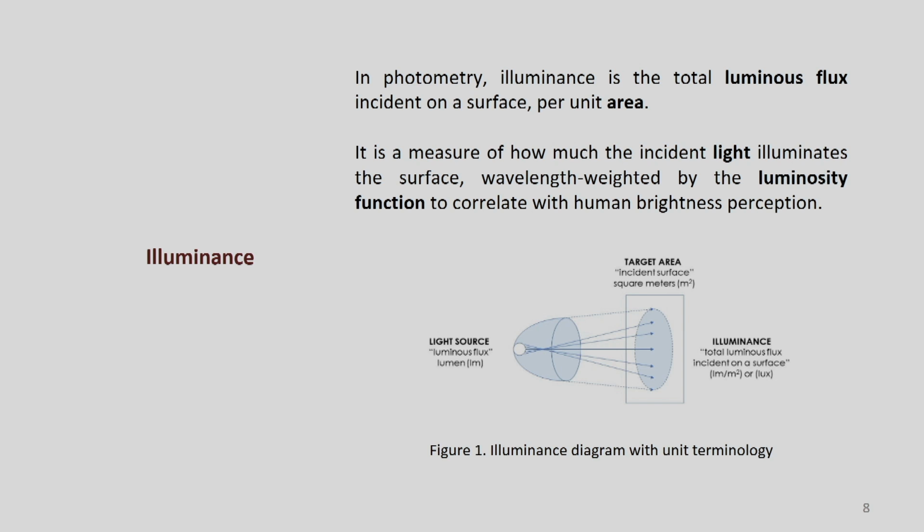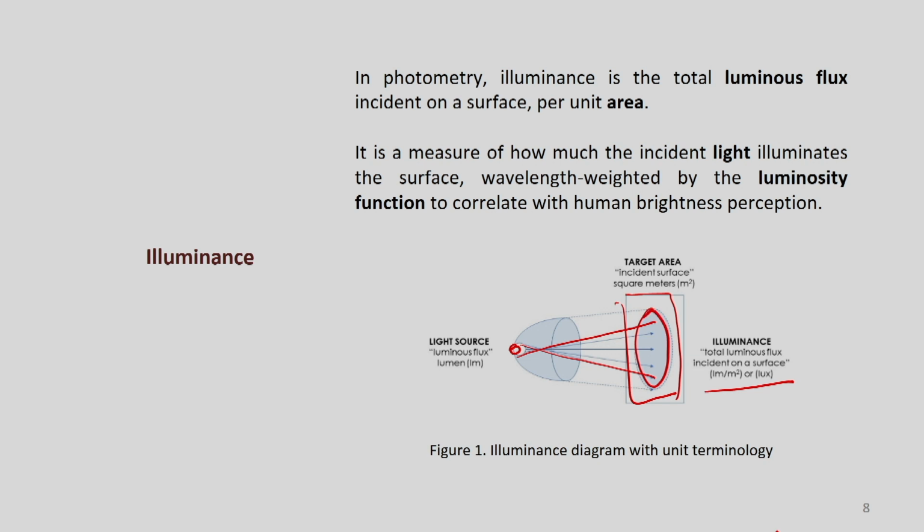Here you can see this is the light source and this is the target surface area. All the lights are coming and floating here, then we will be calling it the total luminous flux incident on the surface, that is the lumen per meter square, or lux. So, that we will be calling. This particular area we will be considering.